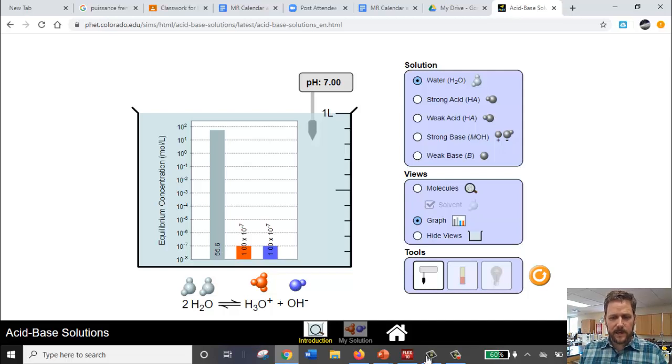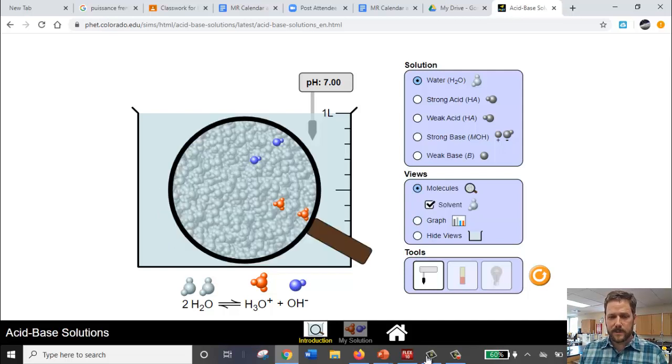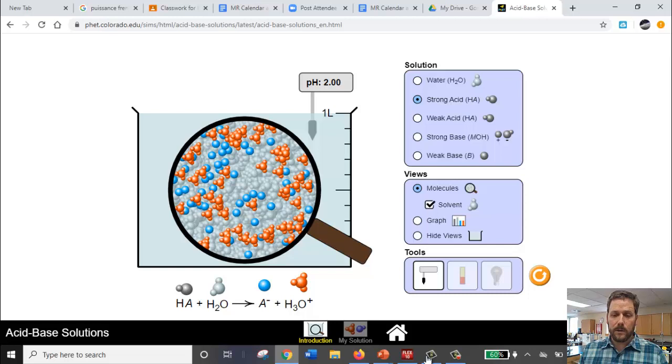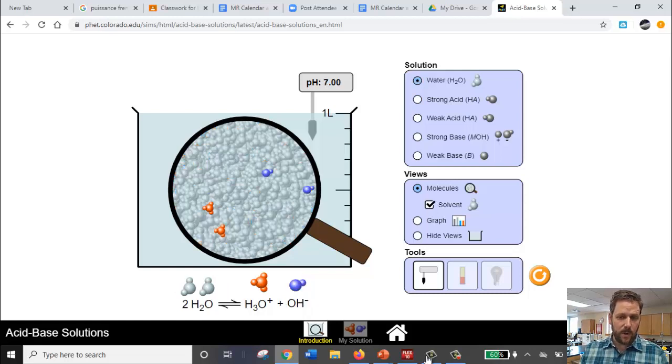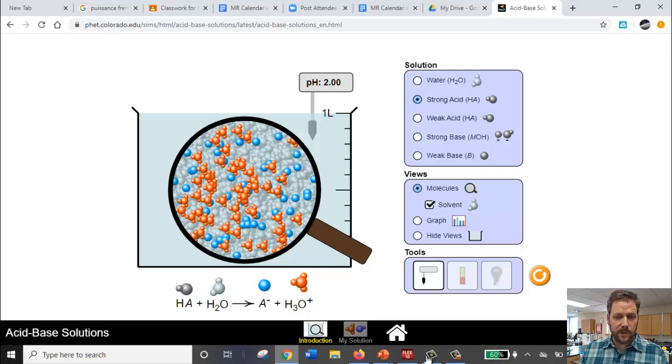Now let's look instead at a strong acid. And you'll notice when we look at a strong acid, of course, the pH is going to be lower. A low pH means an acidic solution. Here, the red ions represent hydronium, but the blue ions do not represent hydroxide. They represent the conjugate base of the acid. You can see that the concentration of hydronium is much greater in a solution of a strong acid than it is in water, and so of course the pH is very low.